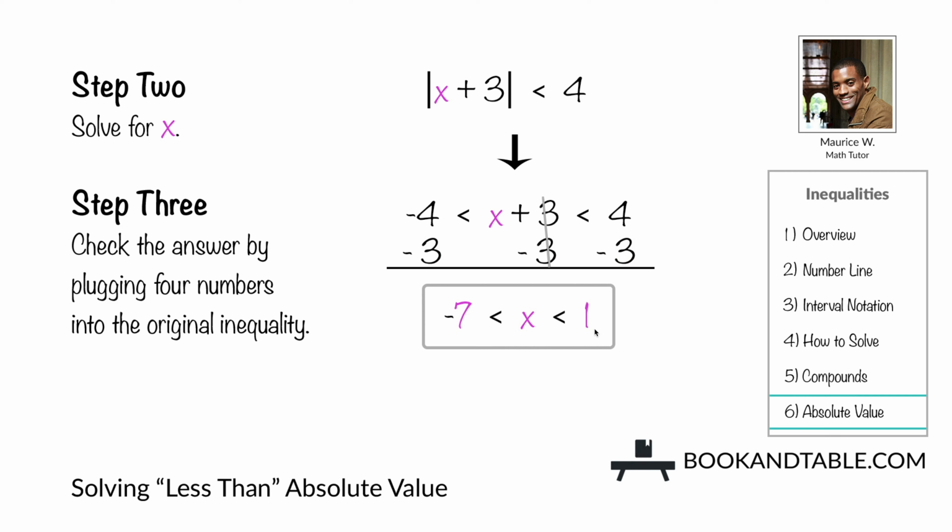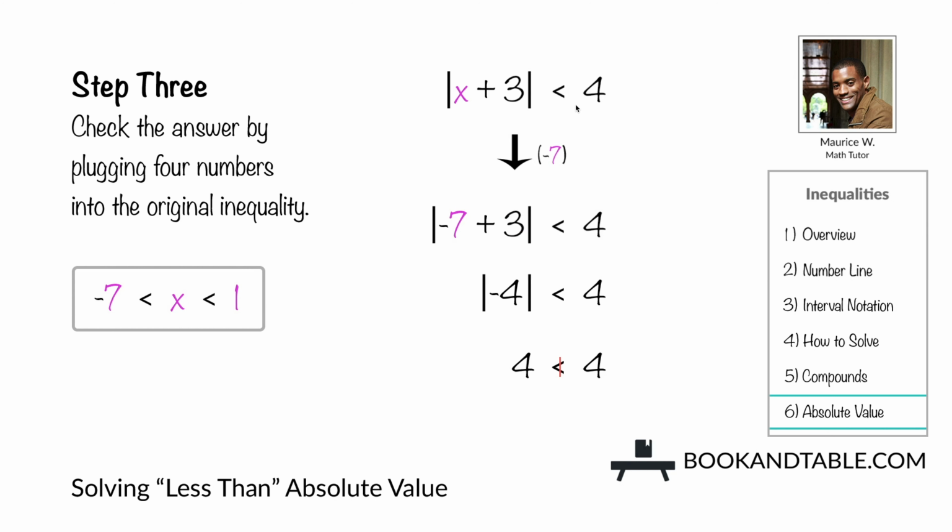And we can now check the answer by plugging 4 numbers into the original inequality. The absolute value of x plus 3 is less than 4. So we'll plug in 2 numbers to test the lower end. Since x is greater than -7 but not equal to -7, we'll plug in -7, which should not work. And then we'll plug in -6, since that would be included here, and that should work.